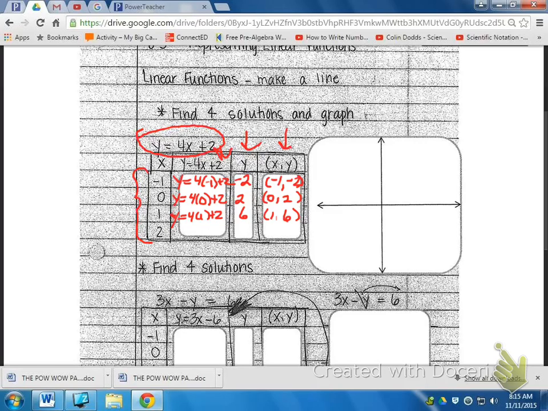Okay, and then the last row, where x is 2, who wants to do that? Ryan? 4 times 2 plus 2. 4 times 2 plus 2, which is 10, so my ordered pair is 2 and 10. Okay, so I'm going to do this on my graph, I've got to go all the way up to 10, so be really careful here. And the other ones I don't have to worry quite as much.